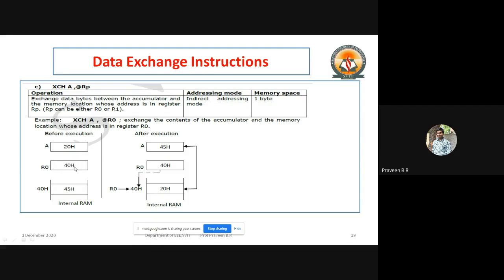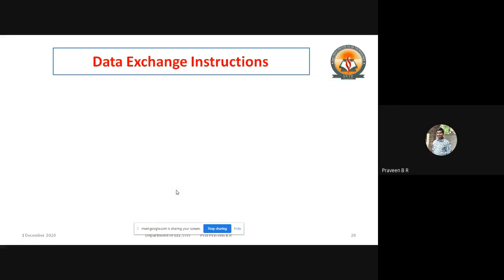So here 20H is the data that is present in the accumulator. R0 is having 40H data, so 40H is the internal RAM memory location. It goes to 40H. The data present in 40H is 45H. So 45H and 20H are the two data, and the data transfer happens between A and 40H. The data present in 40H will be transferred to the accumulator and the data present in the accumulator will be transferred to the 40H memory location, and that is called XCH A, @RP.